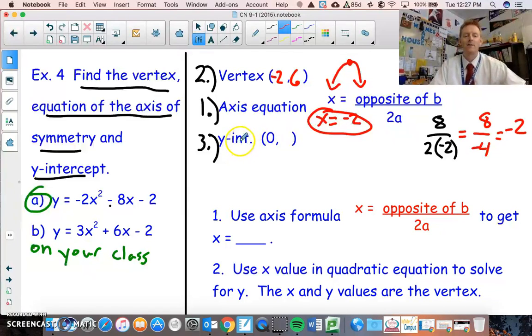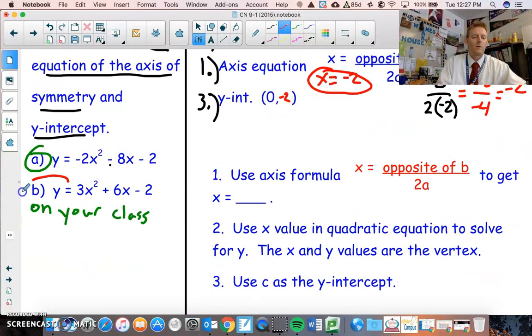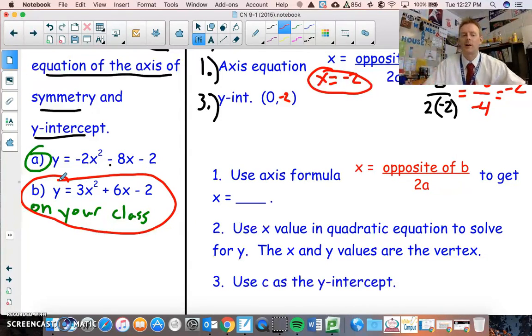Now my y-intercept is just me plugging a 0 in for the x value. So all that makes 0, all of that makes 0, and my answer is at -2. So that's the process here, folks, for finding all of this information. You're going to do the exact same thing for question B in your notes, and then we'll check it and go over it in class tomorrow.